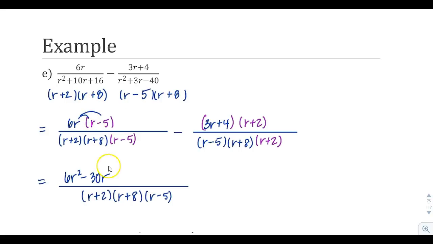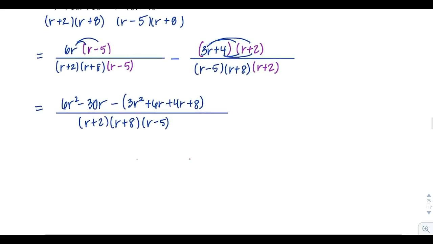So that's this left side, and then it's going to be minus, and I have to completely distribute all of this out. So we have to do minus first. In parentheses, I'm going to extend this fraction bar. So I have minus first 3r times r, that's 3r squared. Outer 3r times 2 is 6r. Inner is 4 times r, so plus 4r. And last is 4 times 2, so plus 8. Now let's make some space and move this up a bit.